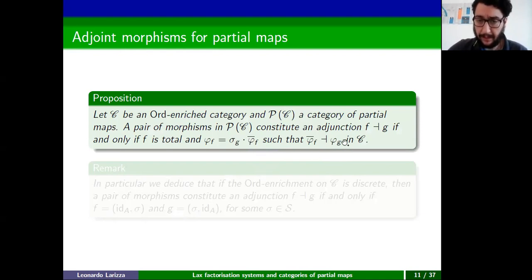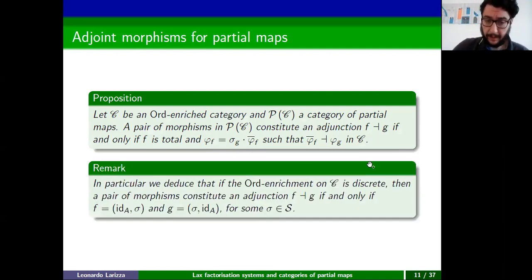So we have an adjunction in C, and the function component of G is a right adjoint in C, and the function component of F is a left adjoint composed with an element of S.